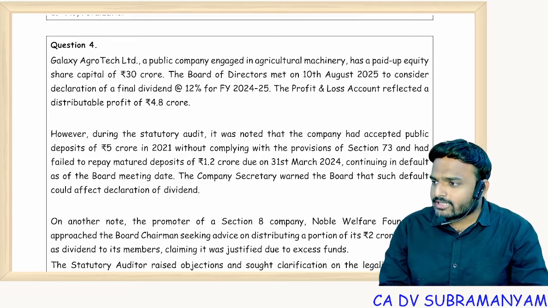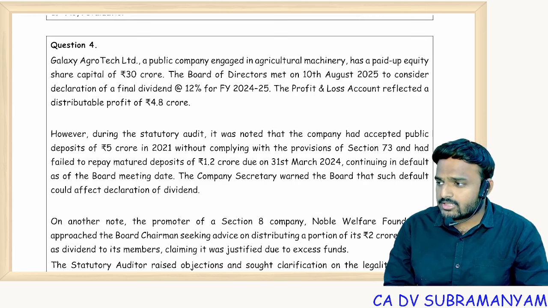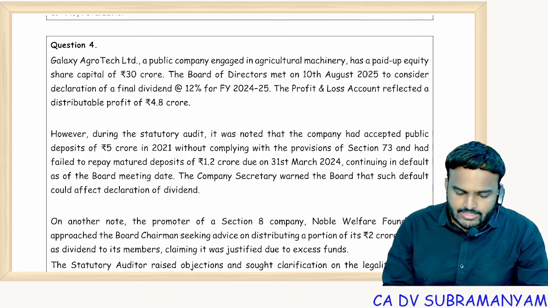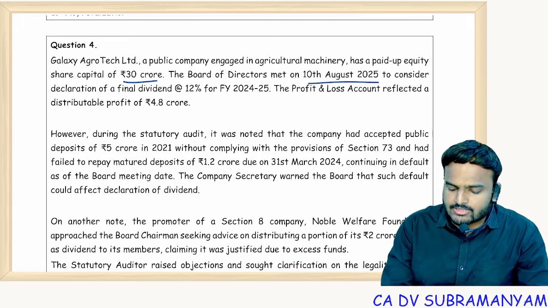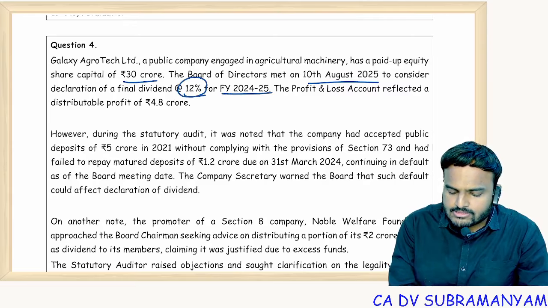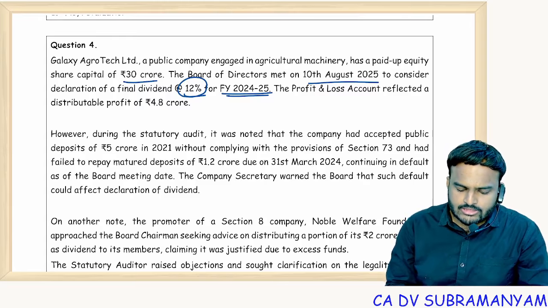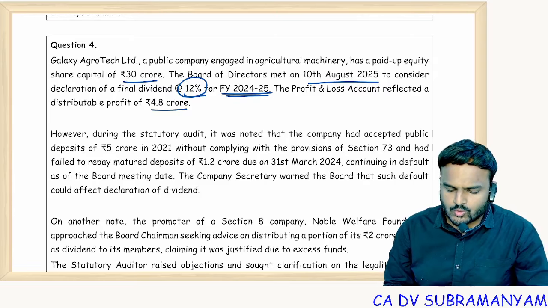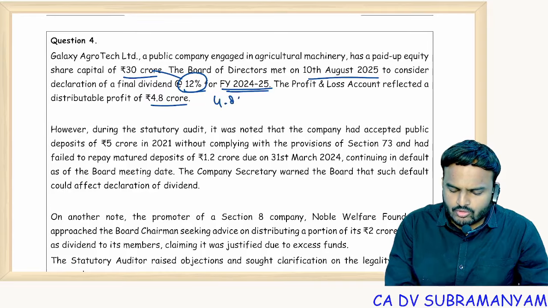Galaxy Agrotech Limited, a public company engaged in agriculture machinery, has a paid up equity share capital of 30 crores. Board of Directors met on 10th August 2025 to consider declaration of final dividend at the rate of 12% for financial year 24-25. The profit and loss account reflected distributable profits of 4.8 crores. Okay. So 30 into 12% means 4.8 crore only we need.